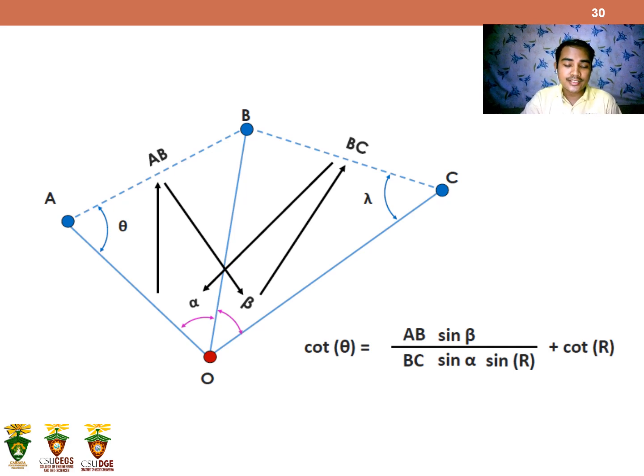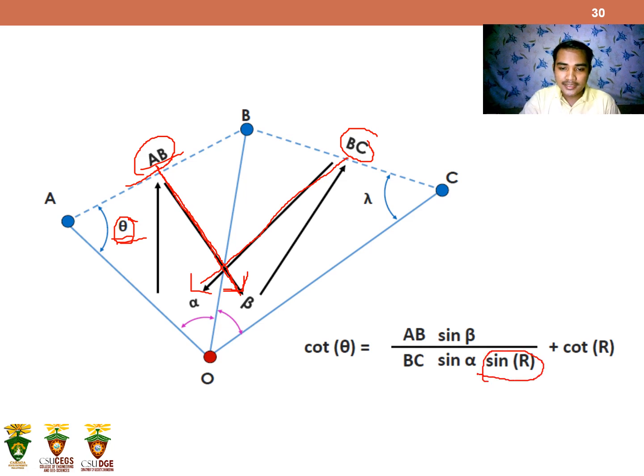So, using this formula, cotangent theta is equal to AB. First is AB: where theta is located, that is the first side. If we use cotangent theta, AB sine beta, cross, all over the other side, which is BC, sine alpha. Then we add sine r plus cotangent r. So that is the formula.